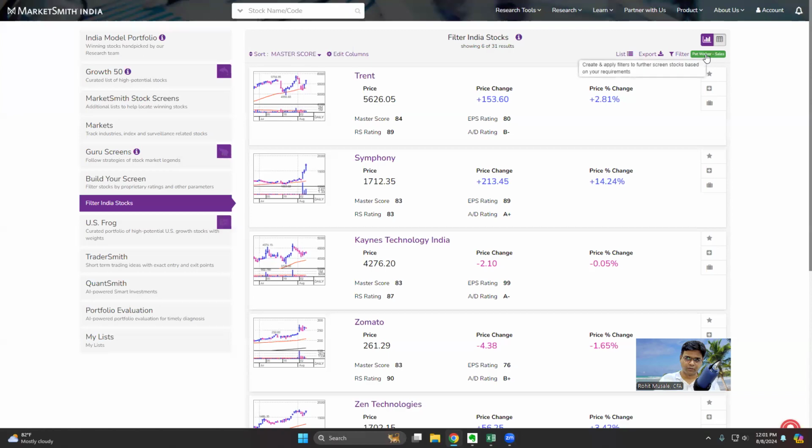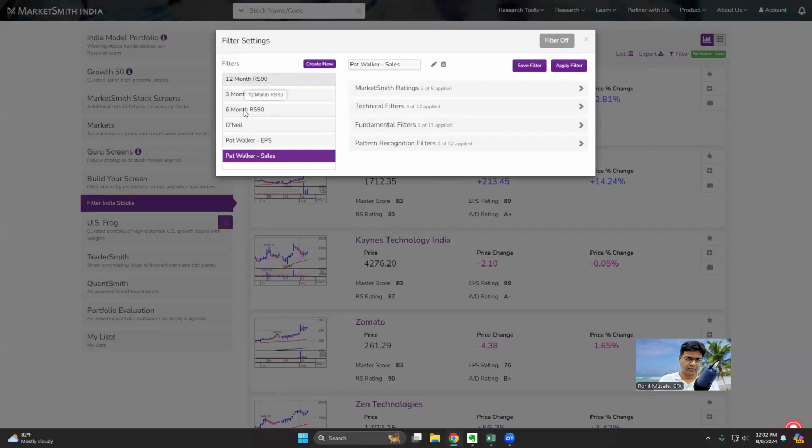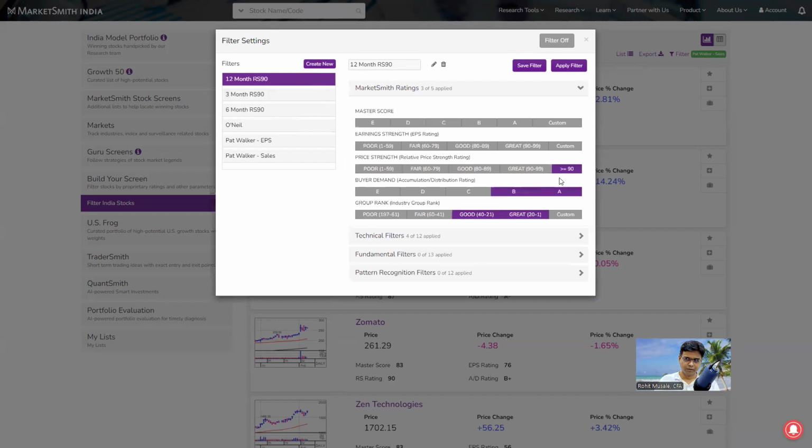Okay. So in this video, I will discuss three filters. Let me explain the basics first. So let's look at this filter first. So let's not concentrate here. Let's look at these two filters. The buyer demand, which is A or B. So this is the MarketSmith India website.